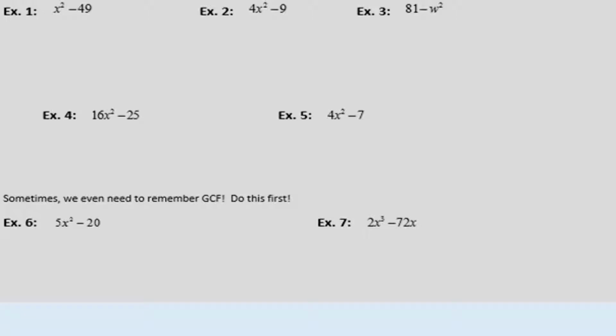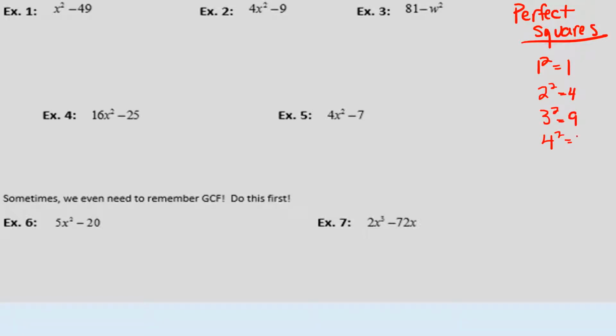We notice that we have two terms. We have an x squared and a negative 49, so we have a subtraction sign in front of the 49, and we know 49 is a perfect square. If you want to write this beside your foldable, perfect squares are numbers where, if we say 1 squared is 1, 2 squared is 4, 3 squared is 9, 4 squared is 16, perfect squares are the numbers that you get after you've squared a number.